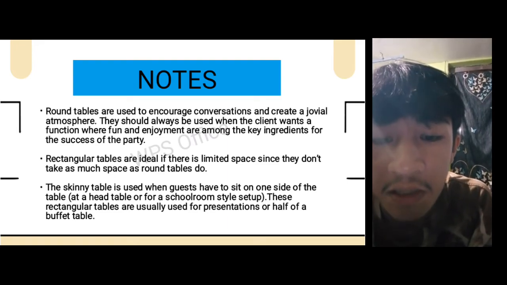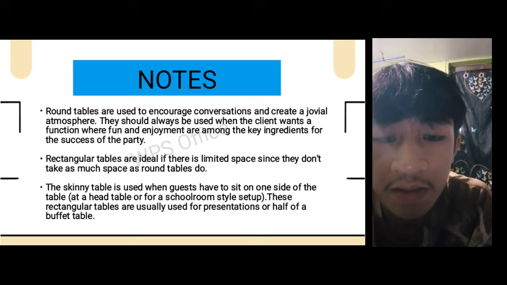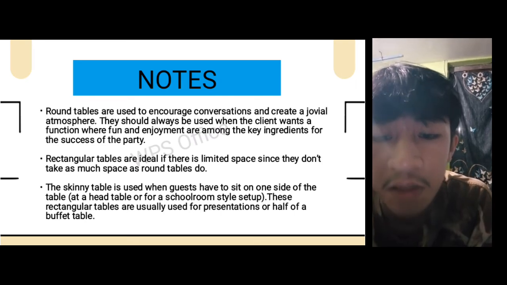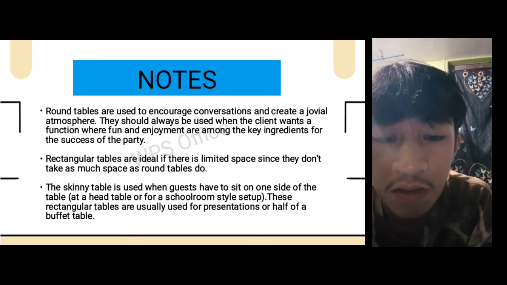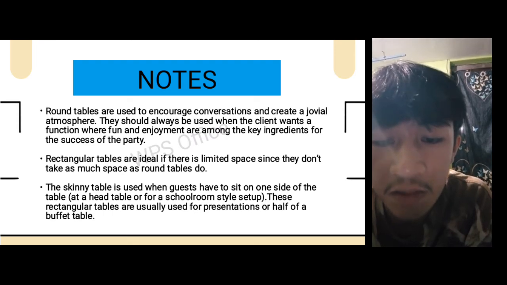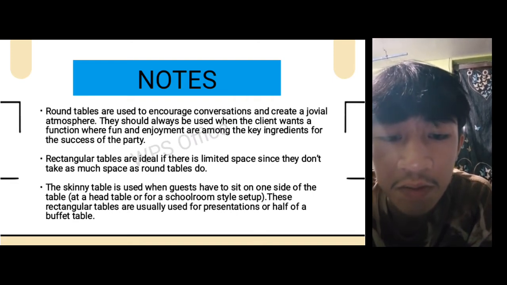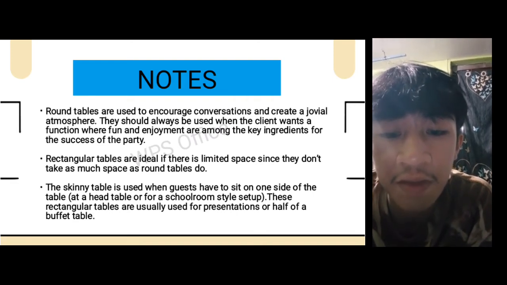Rectangular tables are ideal if space is limited since they don't take as much room as round tables. A skinny table is used when guests have to sit on one side of the table at a head table or for a schoolroom style setup. These rectangular tables are usually used for presentations or half of a buffet table.